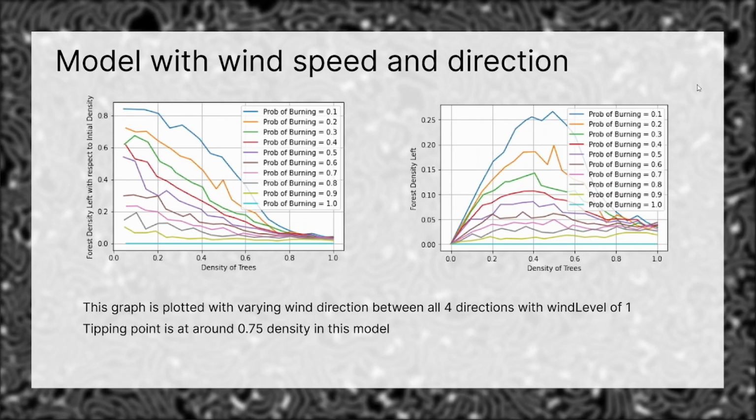The nature of this graph is also similar to the previous graphs, but the tipping point is slightly shifted toward the left side, at around 0.75 density in this model, and the forest density after the fire versus initial density graph is nearly similar to the previous models.